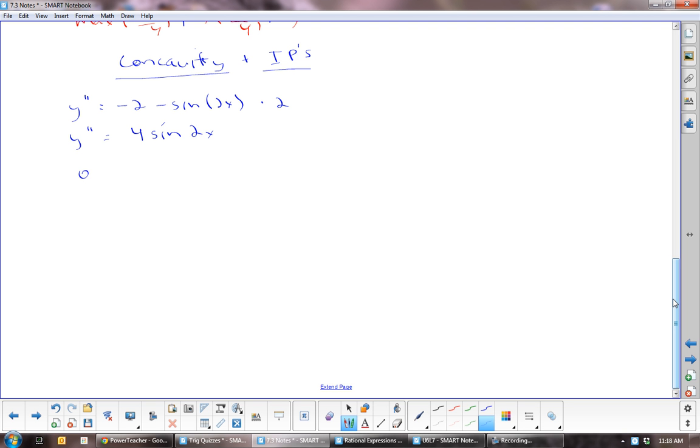So let's go 0 equals 4 sine 2x. I can divide both sides by 4. So sine 2x equals 0. So when does sine equal 0? It happens at 0 and pi.